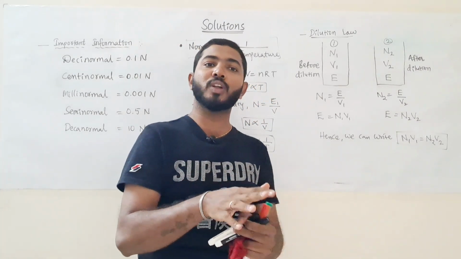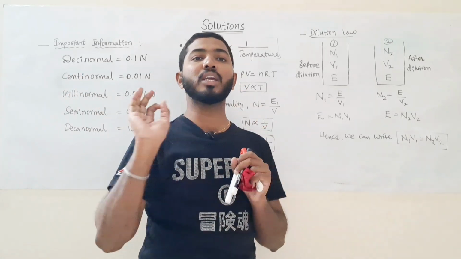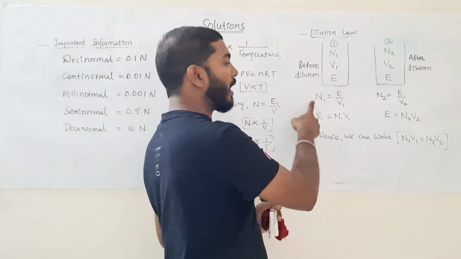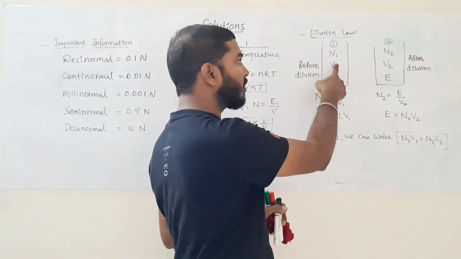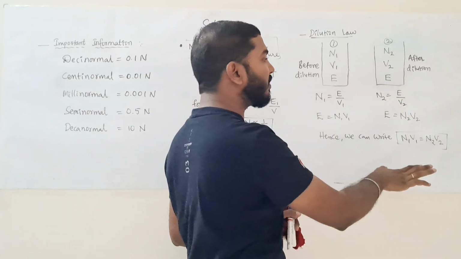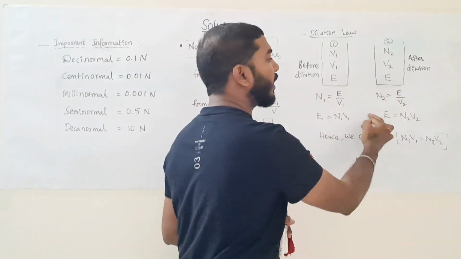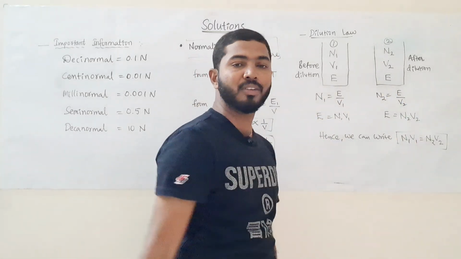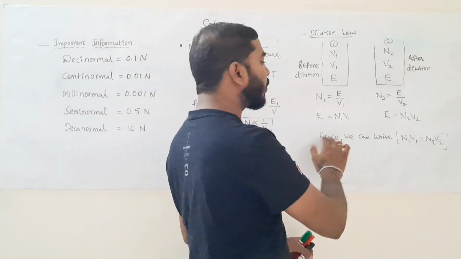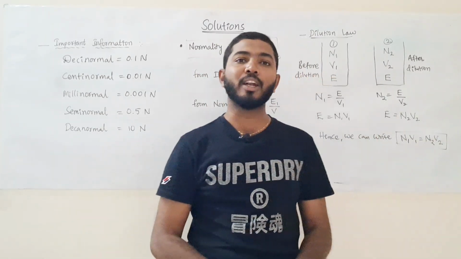Upon dilution, in molarity the number of moles remains the same. Here in normality, equivalents will remain the same. So if we apply the normality definition for this condition, N1 is equal to E by V1, N2 is equal to E by V2. So we can write E is equal to N1 V1, E is equal to N2 V2. Since both equations represent the same equivalents, we can write N1 V1 is equal to N2 V2. So this is called the dilution law.